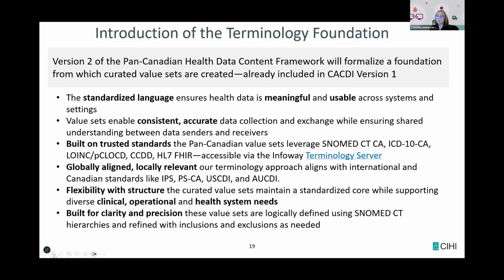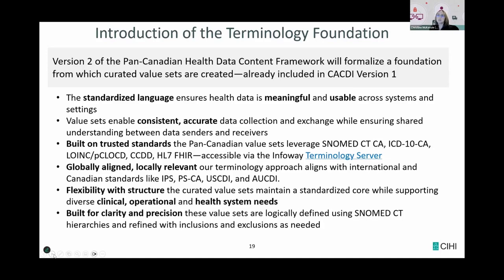As I mentioned before, we've been looking at the data elements, but we're also looking at the standards used for terminology within the IPS, the US CDI, and the Australian CDI. It is important that the terminology and the value sets are built with flexibility and structure. And we want to make sure that the curated value sets maintain a standardized core while supporting the diverse clinical, operational, and health system needs.